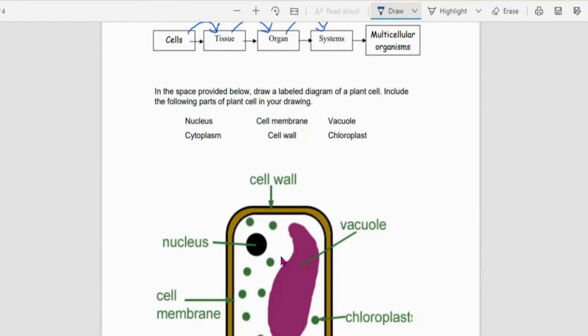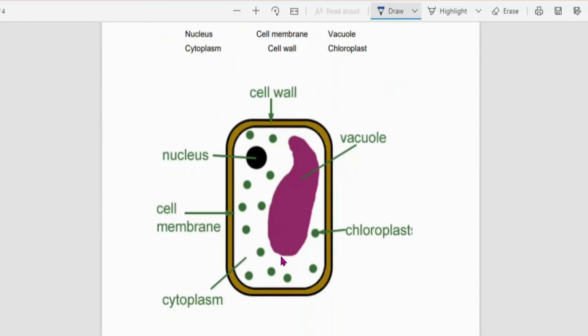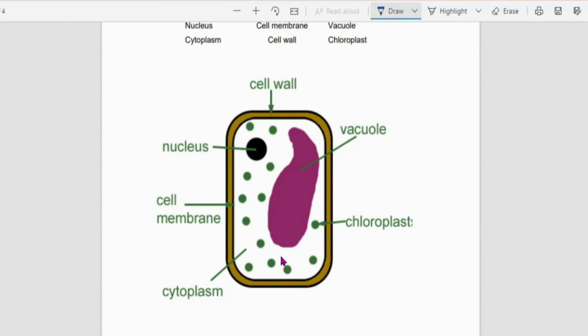Next one, in the space provided below, draw a labelled diagram of a plant cell, including the following. These are the things you need to label. I just want to get the diagram out instead of drawing it immediately for you. A few key features that you need to have. You can draw from the outside. Draw the cell wall, then draw another inner layer. This will be your cell membrane. Normally you have a large central vacuole, so just draw one large one over here. That's the vacuole. The nucleus, just draw a bigger circle. Cytoplasm is the space here.